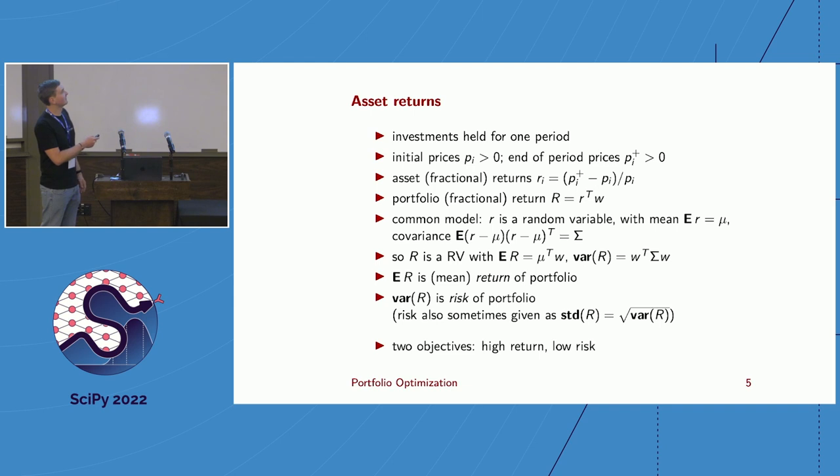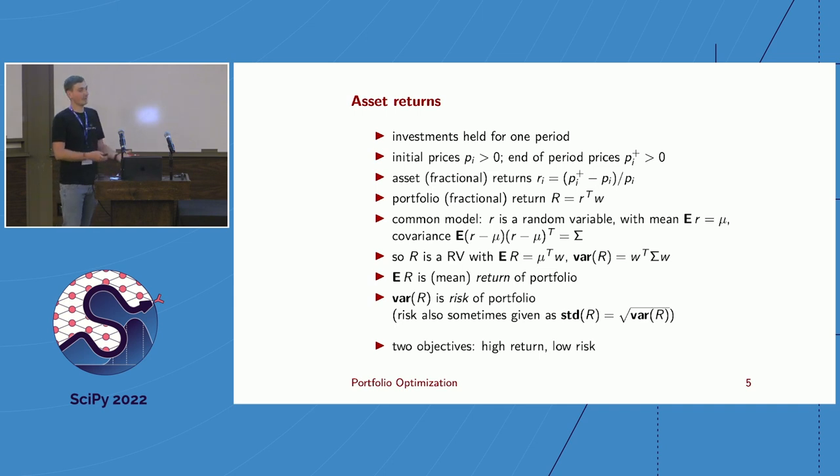One of them being that if you want the portfolio return, like how much did we make across all of our different assets and the weights that we chose, it's just the inner product of the transpose of this return vector and w. So commonly you would assume that these returns are random. You can model them as a random variable, for example, one that has a mean mu and a covariance that we call sigma.